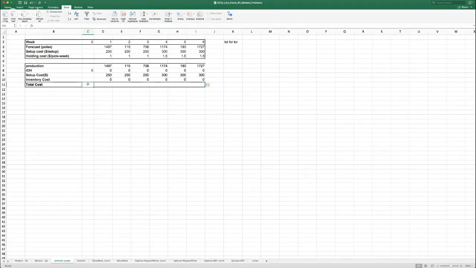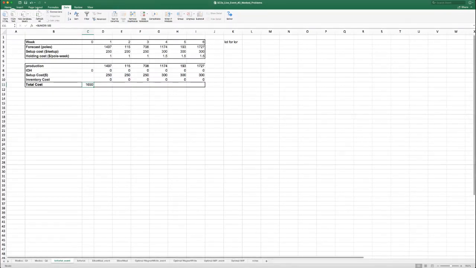And finally, the last thing that we need to do is to sum up the cost, both the setup and the inventory cost. And once I do that, I have my final answer, which is 1650. So if we use lot for lot, the answer comes out to be 1650. So now let's move to the next part.